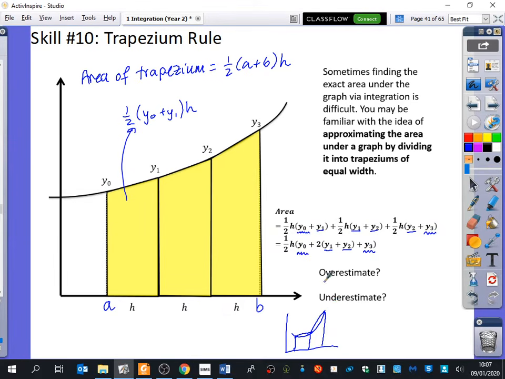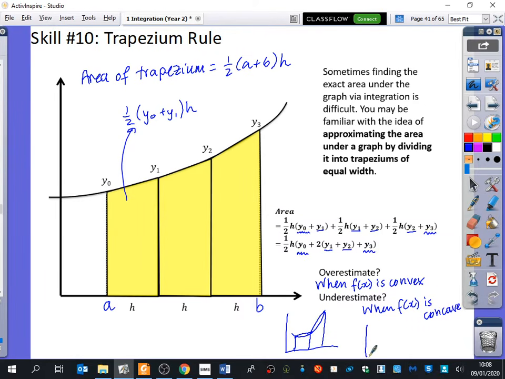Convex, good. Overestimate, when f of x is convex. When it's convex, the trapezium rule will give you too much area. It will go above it. And it will give you an underestimate when f of x is concave.